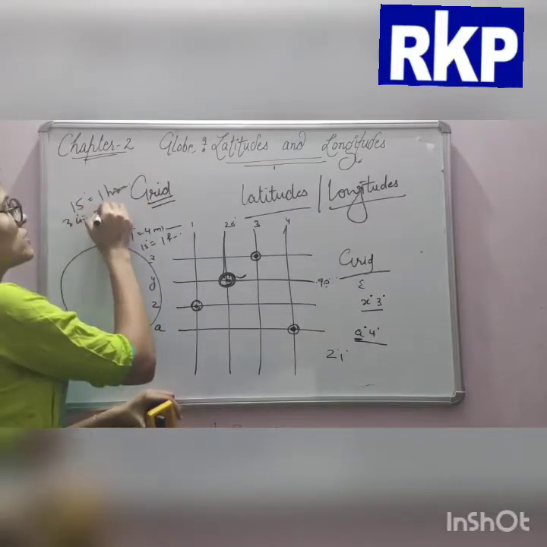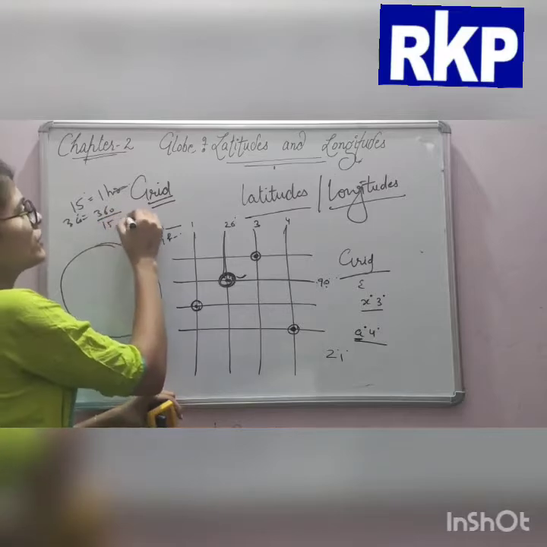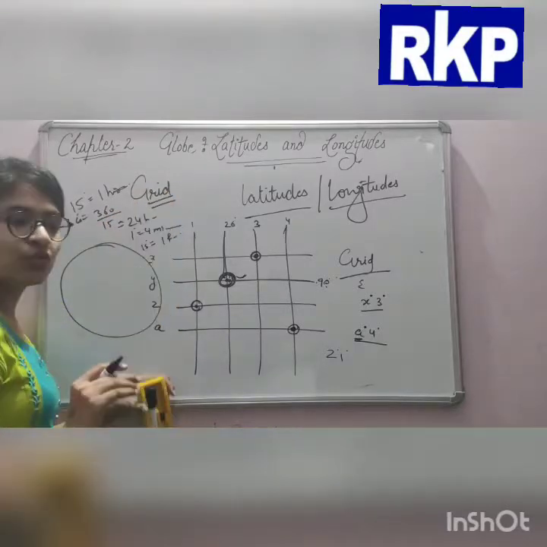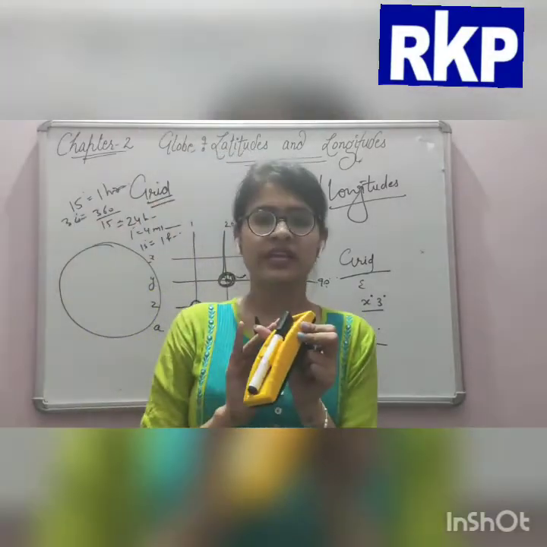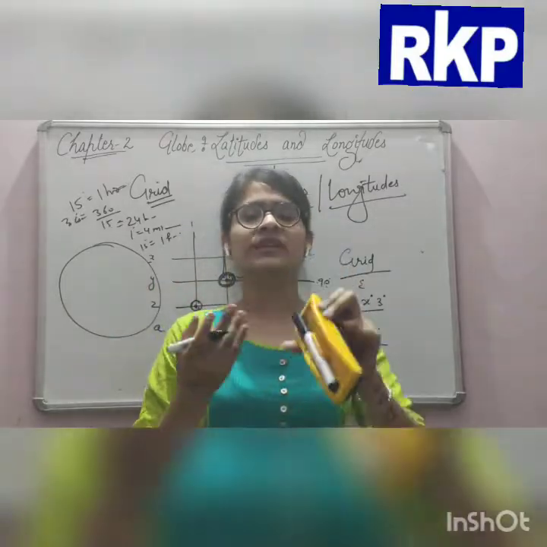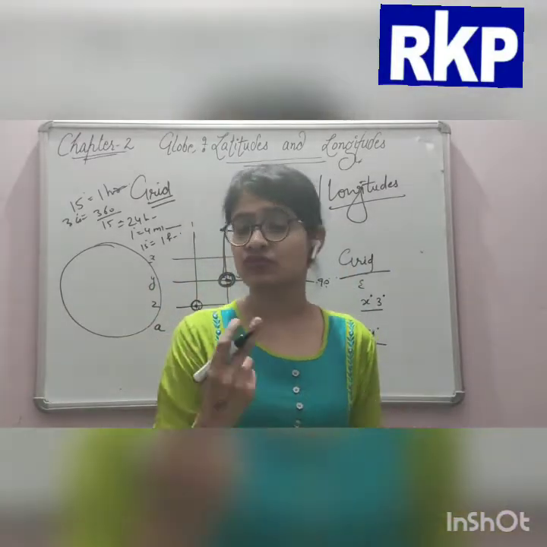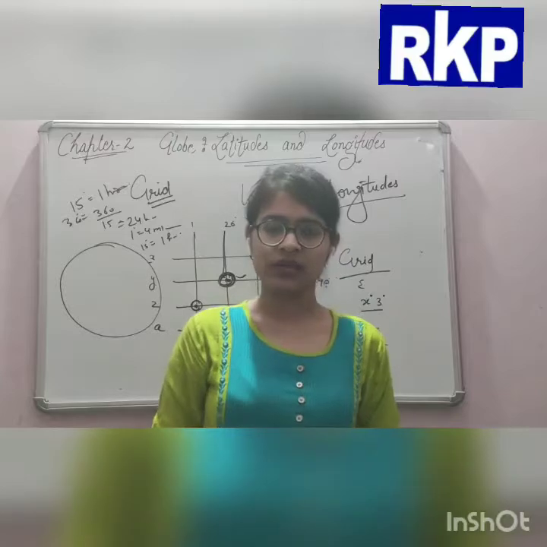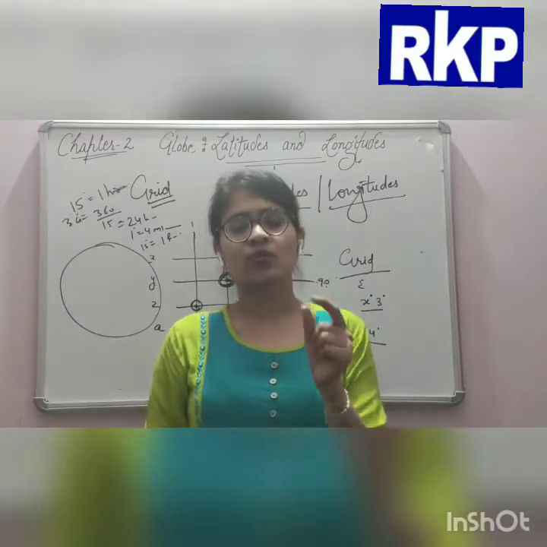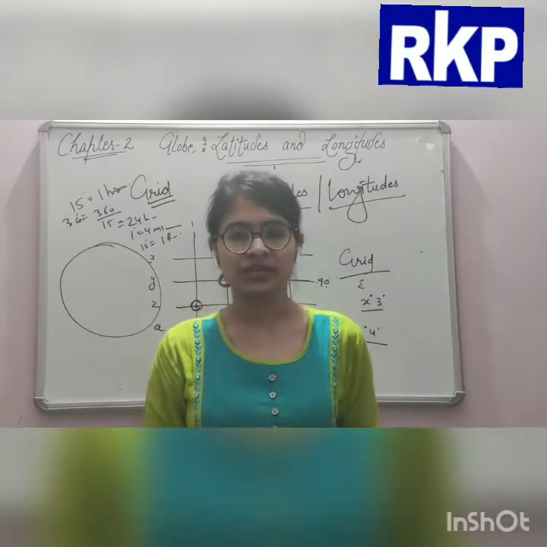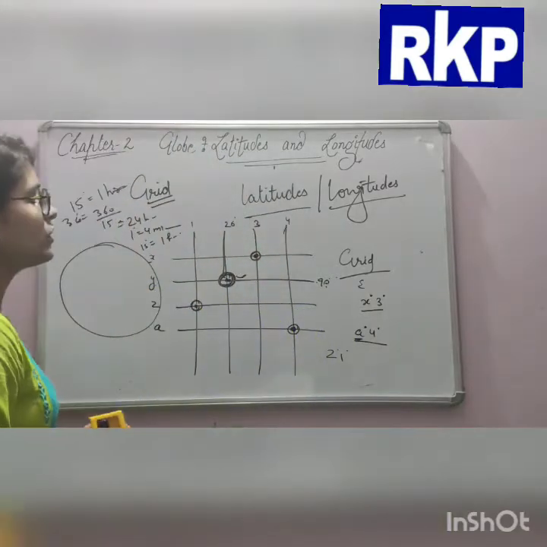360 degrees divided by 15 is 24 hours. So obviously the Earth takes 24 hours to complete one rotation, which is 360 degrees. Okay, and on our globe, 1 degree is equal to 4 minutes. Clear?